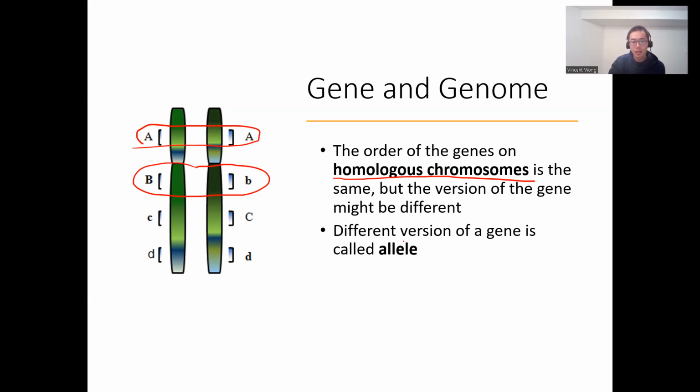Okay, so we call these different versions alleles. In the population, there could be many different alleles for the same gene. Just take eye color, for example, right? It's not just brown eyes and blue eyes. What other eye colors are there? Green eyes, hazel eyes, right? All these different colors are different alleles that exist in the population. They are different versions of the gene.